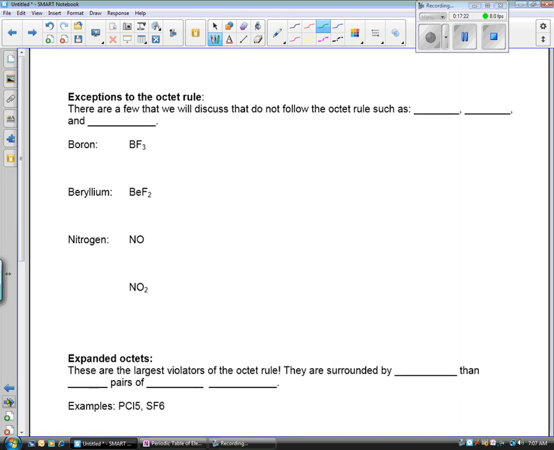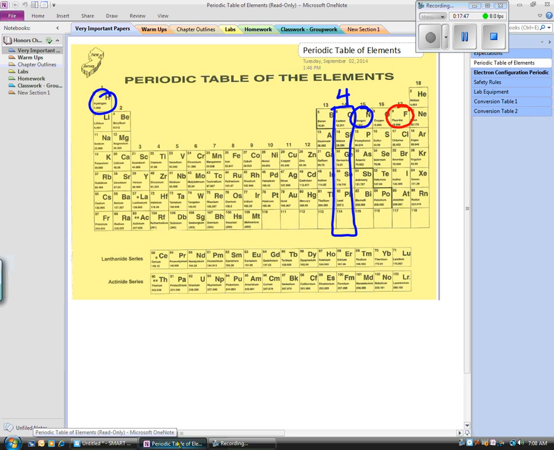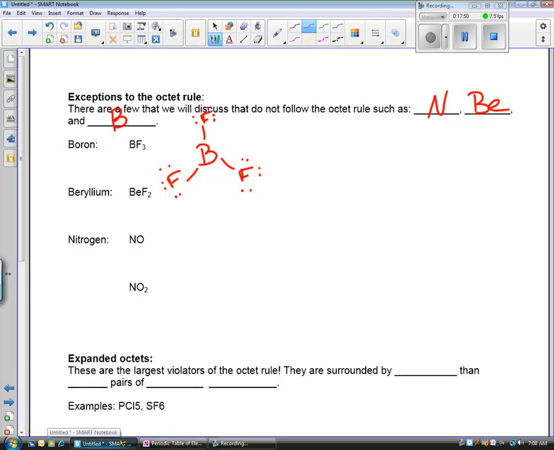There are a few exceptions to the octet rule, such as nitrogen, beryllium, and boron. Those are exceptions, and we're going to see those once in a while. Boron doesn't need all 8. He's very, very happy with just 6. The way you know this is you add up how many there are on the periodic table. Boron, right here, he's only 3, right? So I have 3 plus 7 times 3 is 24. The only way you can get 24 in here so all the fluorines are happy is that boron doesn't have them.